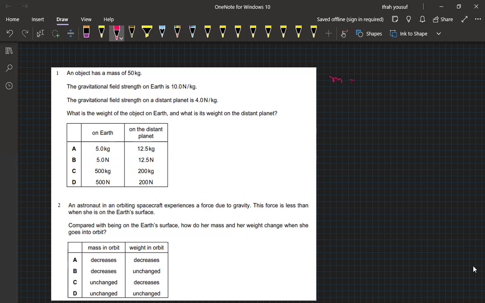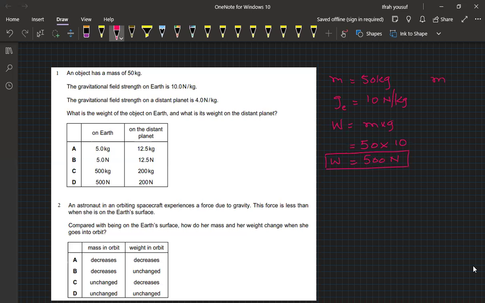Yes, mass is 50 kilograms, and the weight on Earth would be 500 Newton. So if I say strength of gravity on Earth is 10 Newton per kilogram, and I find the weight, it's going to be W equals mg. So you have to first of all define the formula as well. Sometimes they set the marks for writing the formula as well. Mass multiplied with strength of gravity. So mass is 50 kilogram multiplied by 10 Newton per kilogram. It's going to be 500 Newton, right? So it's the weight on Earth.